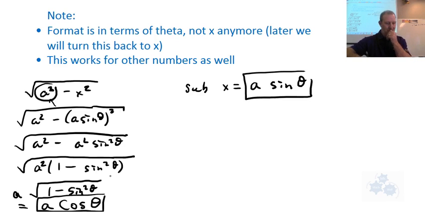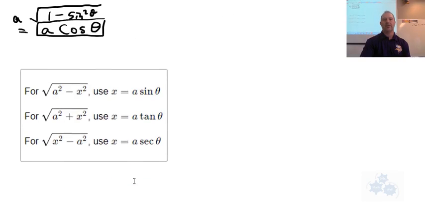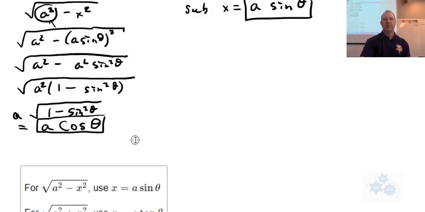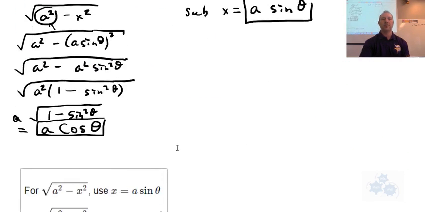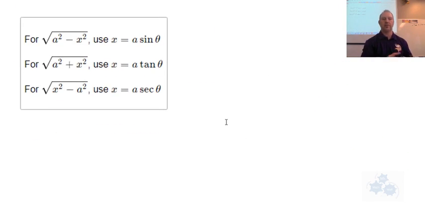Okay? So I will now get to this little chart here. Remember these original integrals I showed you up here? So these are the forms. You're going to look for these kinds of things. So I'll get you to take a moment to write this down. Again, this is the first one that we used, the square root of a squared minus x squared. We're going to substitute a sine theta in for x. That's going to allow us to manipulate that expression and get rid of the radical.